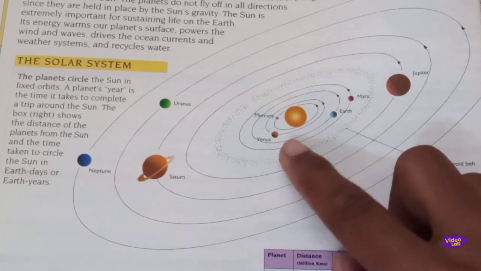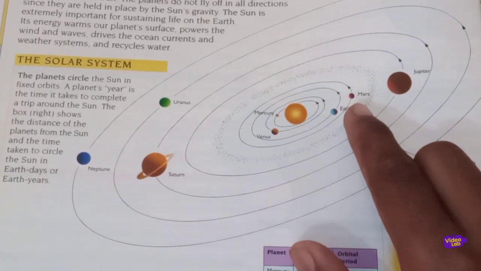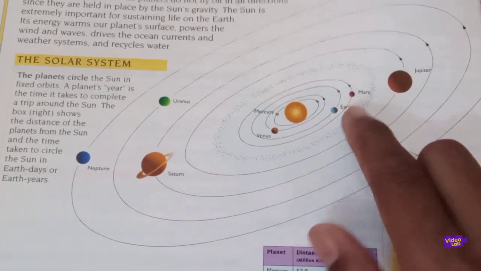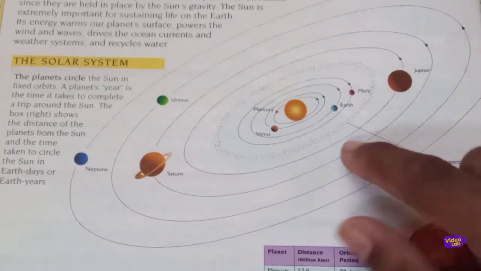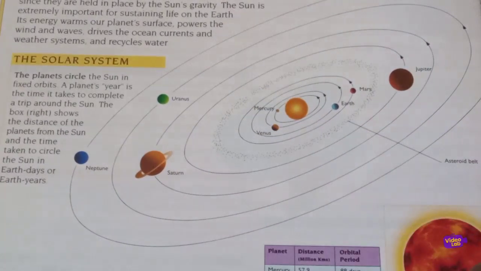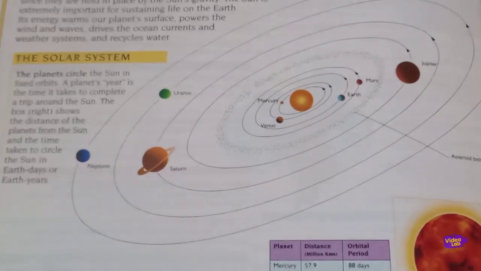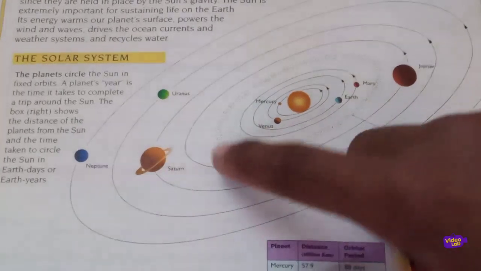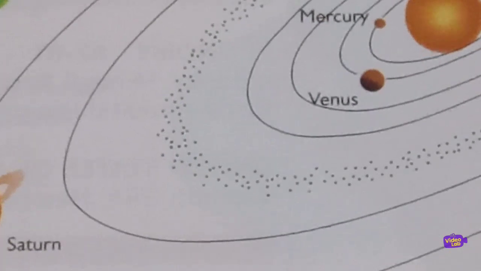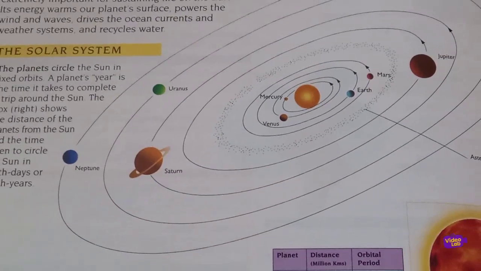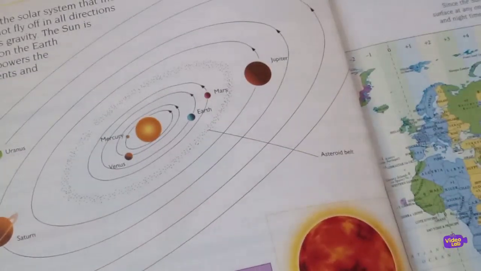So first is Mercury, then Venus, then Earth, then Mars in the inner layer, and Jupiter, Saturn, Uranus, and Neptune are in the outer layer. And here you can see some dots. These dots are the asteroid belt, as told here.